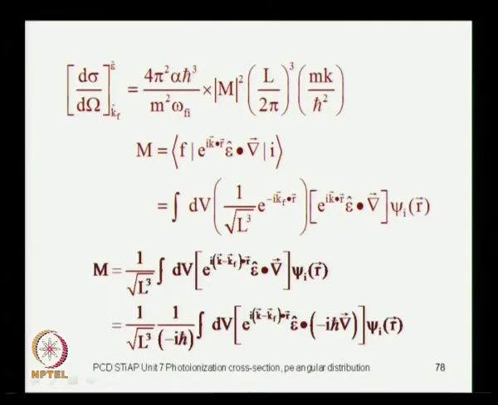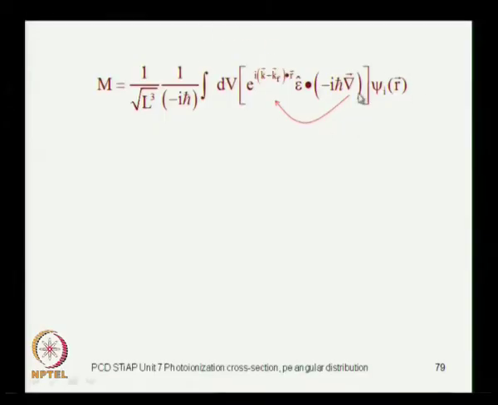So, this is the matrix element, and you now extract this 1 over root L cube outside. You have the rest of the integrand, and in this integrand you have the momentum operator, the gradient. To write this del operator as a gradient operator, I multiply it by minus i h cross, and I also divide it by minus i h cross. So that in the matrix element you recognize that you really have to get the matrix element of the momentum operator.